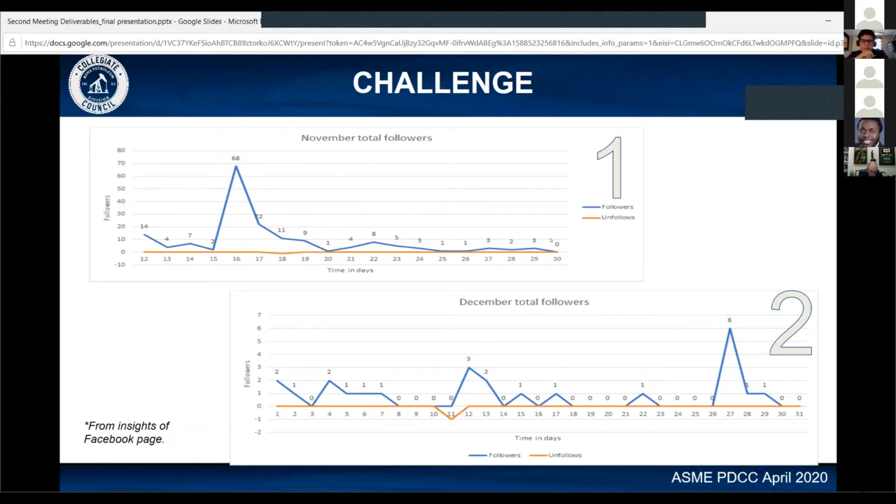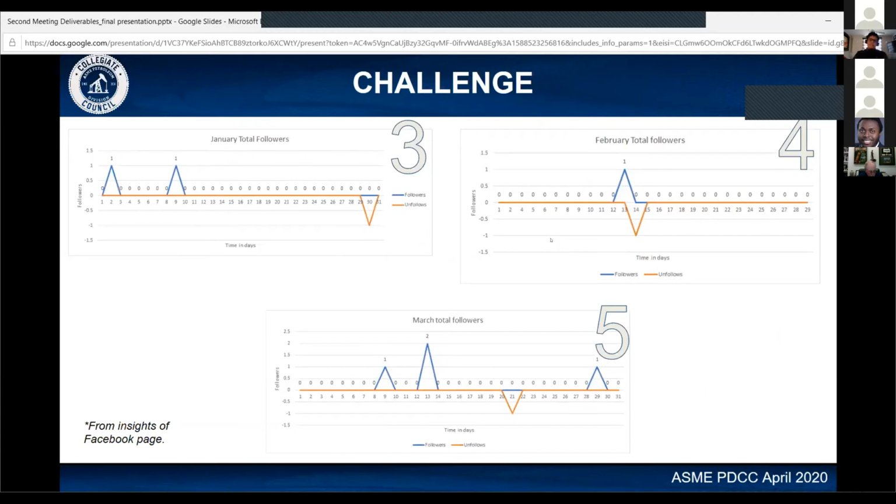And the graph below, graph number 2, is December. Now in December, we see that the page had a slope. This means that we kept growing, but not as much as we did in November. The peak we got in December is six followers on December 27th, compared to November 16th. Well, 68 to 6 is really low, but at least we were growing. We were reaching at least 1 or 2 new followers to the page. These followers could be potential applicants for future collegiate council members. Next slide, please.